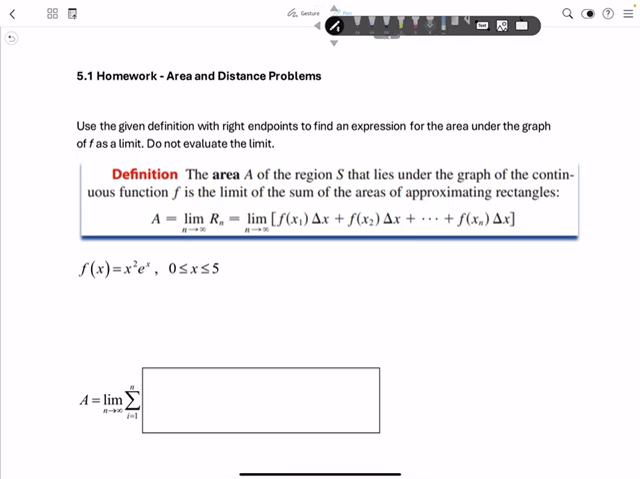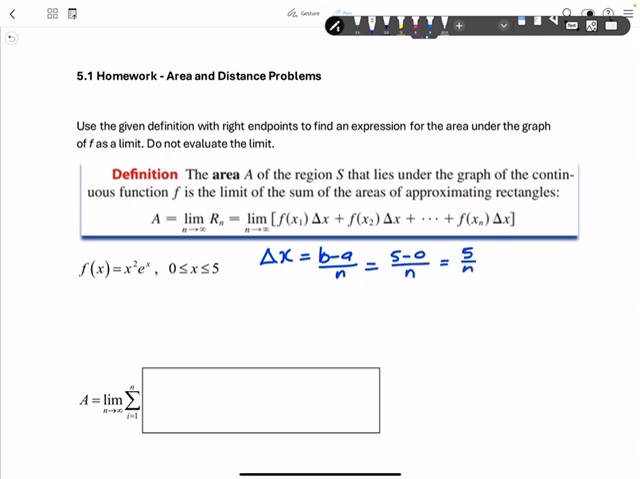The function that I'm given to work with, f of x, is equal to x squared times e to the x, and we're working on the interval from 0 to 5. So the first two things that I would like to determine here is, number one, what is delta x? For my problem, delta x, remember, is b minus a over n. This will be 5 minus 0 over n. So we can just simplify this to 5 over n.